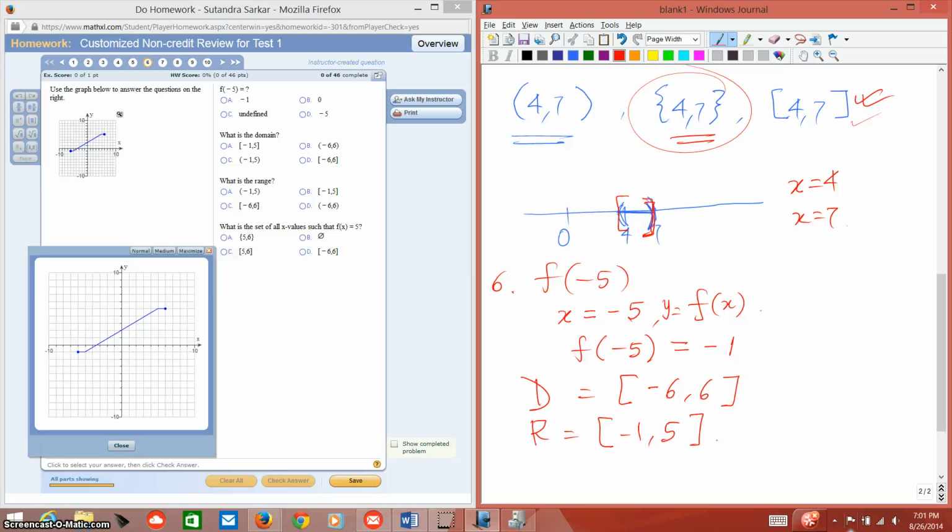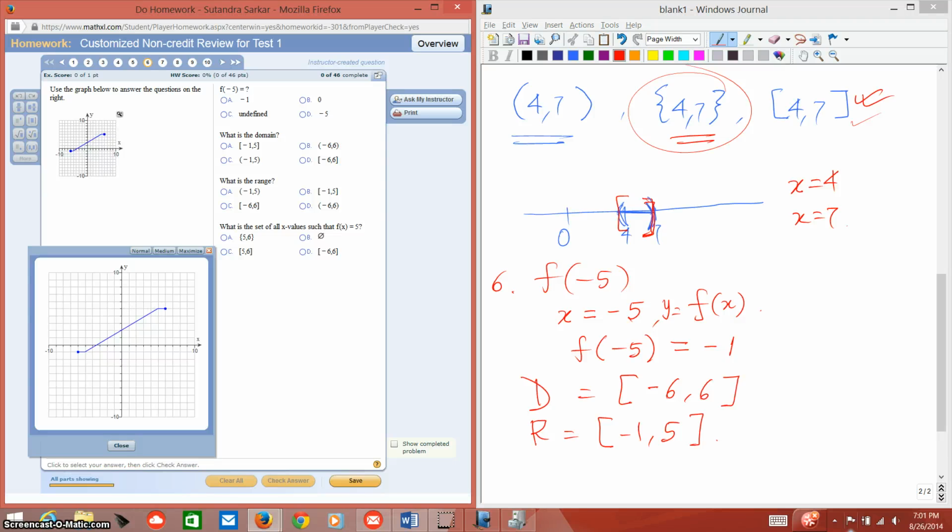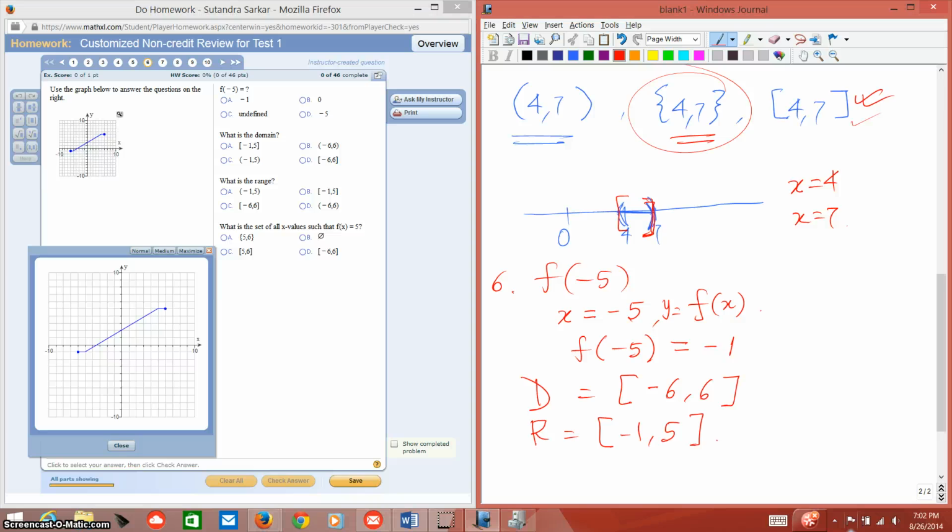What is the set of all values of x such that f of x equals 5? So you have to find out the interval of x for which your y value is 5. In this case, if you notice, the 5 is right there. So you are actually looking for all the x values between this one and that one, and it turns out to be 5 and 6. So your interval for the last question is 5 and 6.